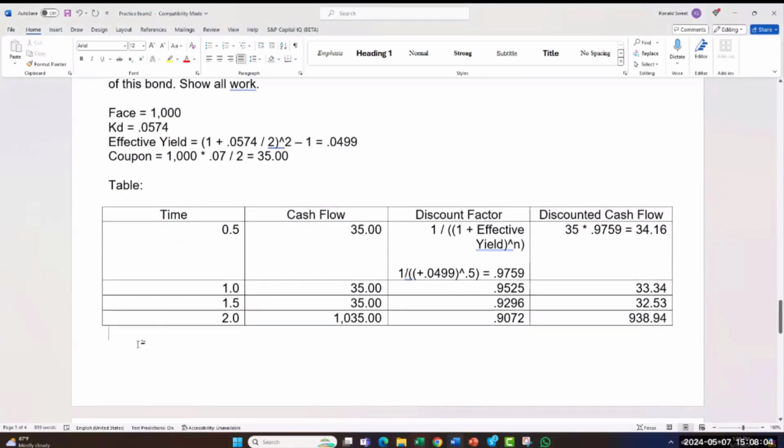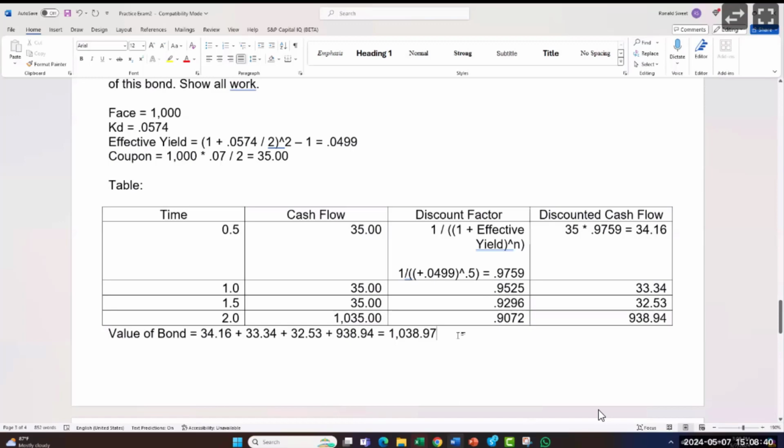So you should get something more than $1,000. So the value of the bond equals 34.16 plus 33.34 plus 3253 plus 938.94. And that equals about, it depends on rounding here, 1,038.97. That looks like it actually does round correctly.